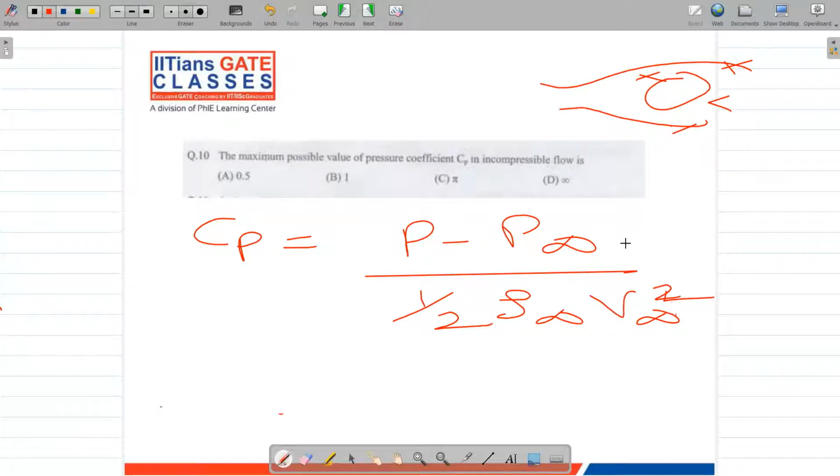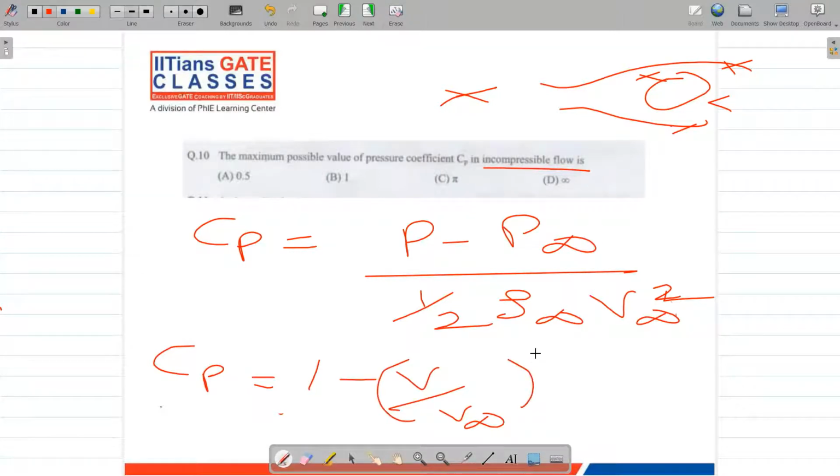And usually we find the Cp value over the surface of a solid body, because that is what basically gives you the net force acting on that body, right? And for an incompressible flow alone, applying Bernoulli's equation between the free stream and the point where you want to find the Cp, I can reduce this to the expression 1 minus V by V infinity whole square, which you would have seen in flow over a cylinder.